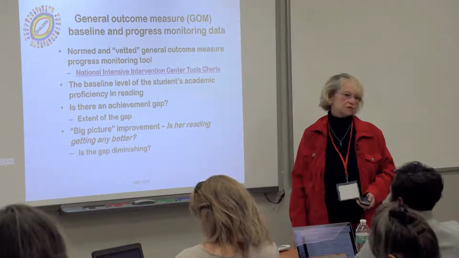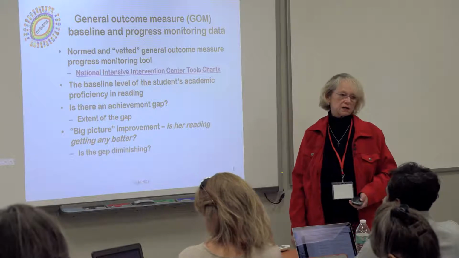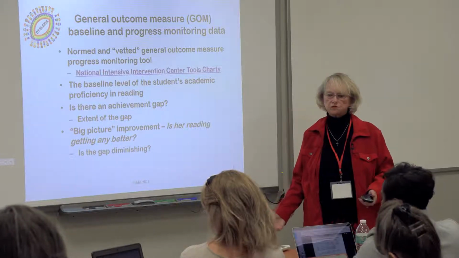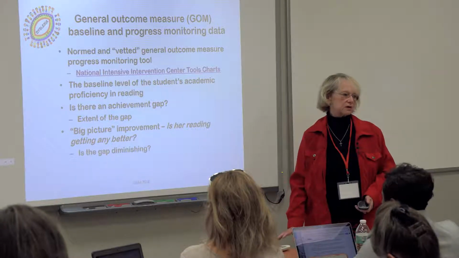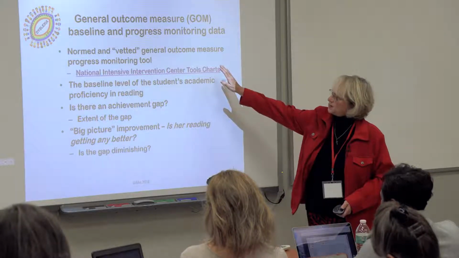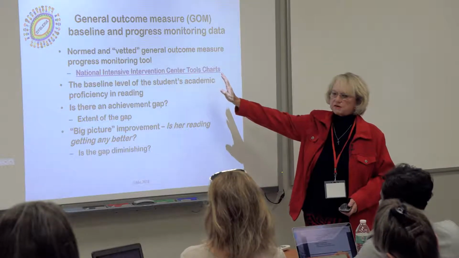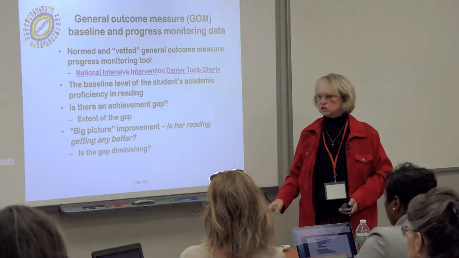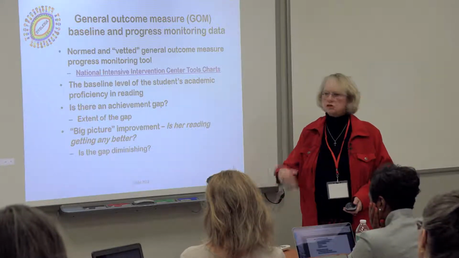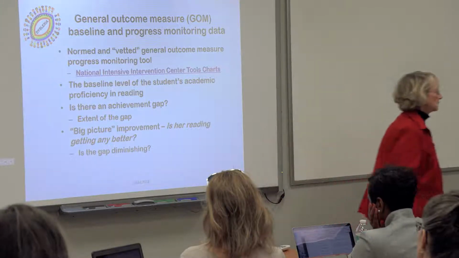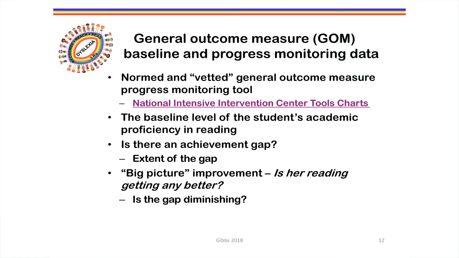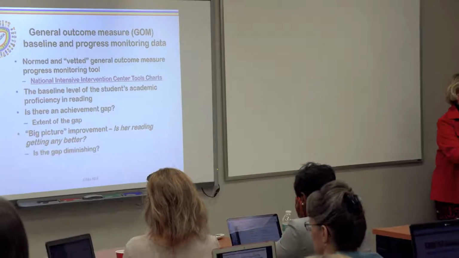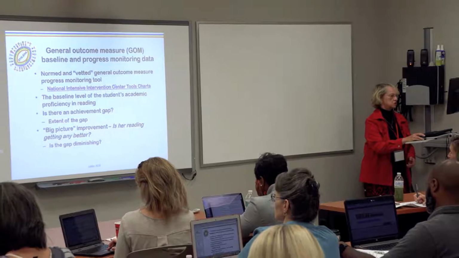All right, when we're looking for a general outcome measure tool, what is our district using for universal screening? Y'all, we don't have to invent this wheel. I think we should look for tools that have been normed and vetted by outside sources, not just sold to us by a publisher, but already looked at by a reliable source. The National Intensive Intervention Center Tools Chart is where I want you to go. You have a link to it here in your handout, and it's in the Google Docs, and I'm just going to take you there briefly.